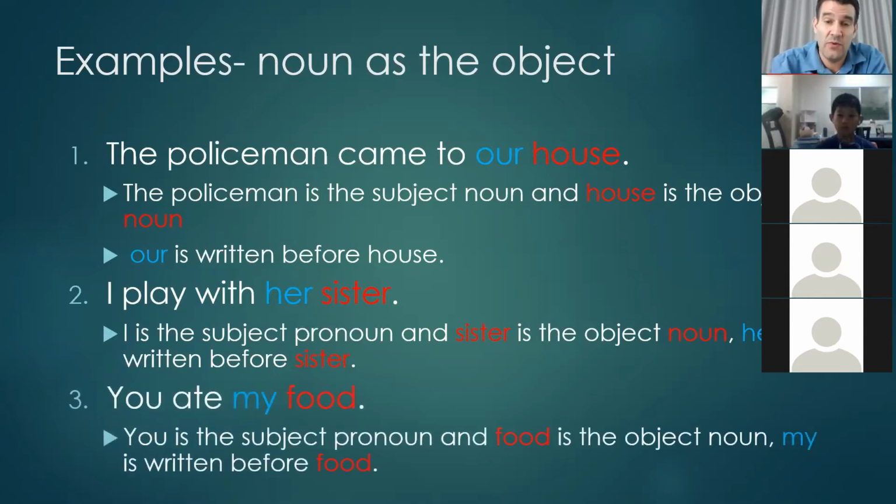And last example for object noun. You ate my food. So food is an object noun and you write my before it. So you ate my food, not you ate food I. You ate food me, cannot say. Must say you ate my food.